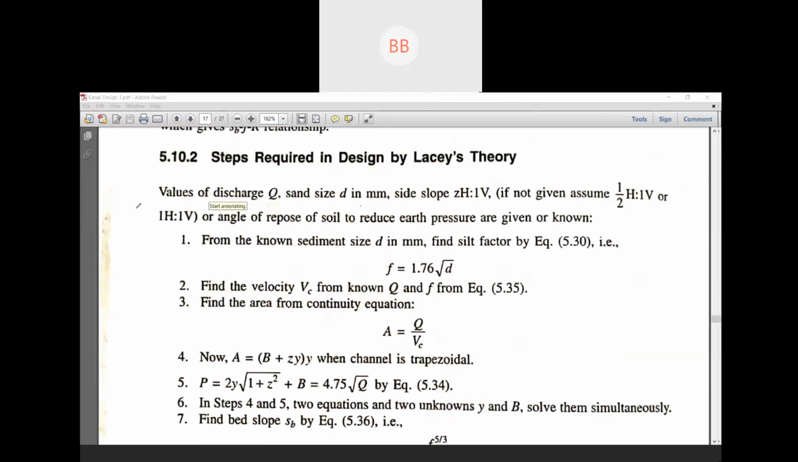So first step, to design a canal we always require the discharge, for what discharge you are going to design that particular canal. So in Lacey's theory, these parameters should be known to follow this theory. One is your design discharge, or you can say discharge. One is your size of the bed materials, and that size should be in mm. Then side slope.